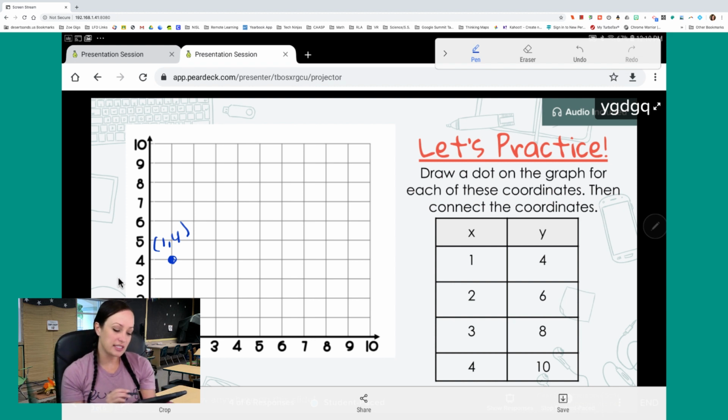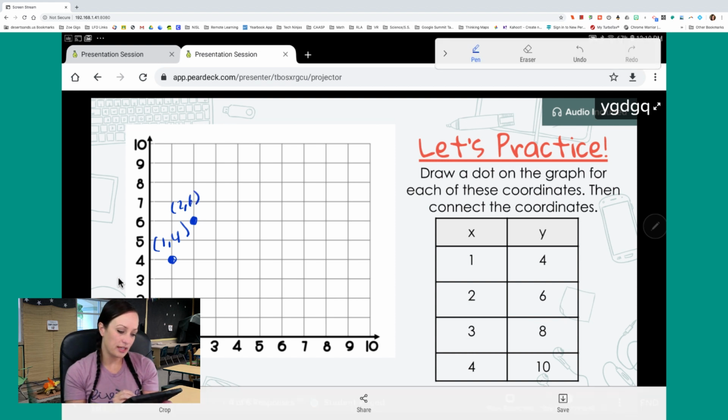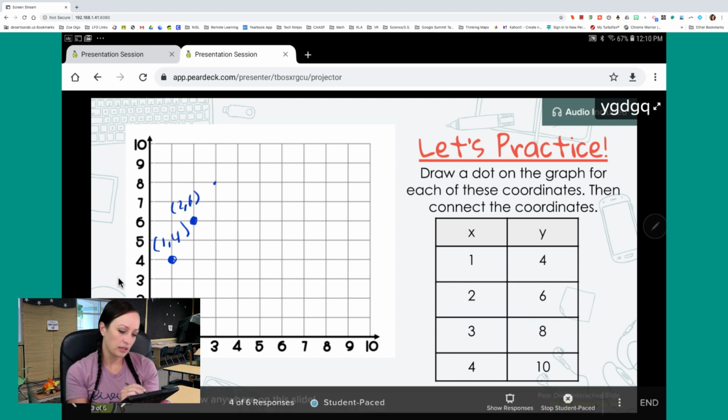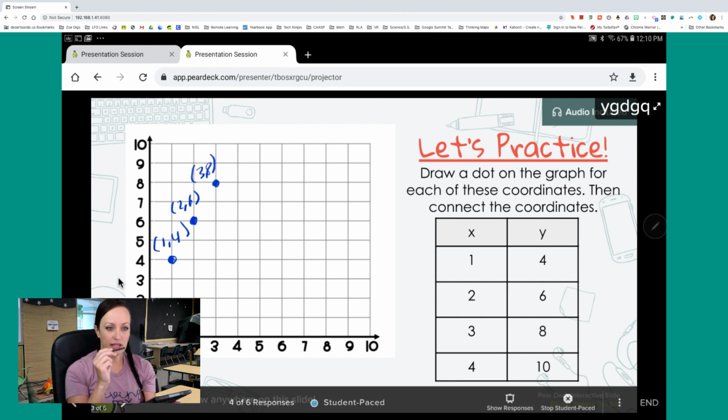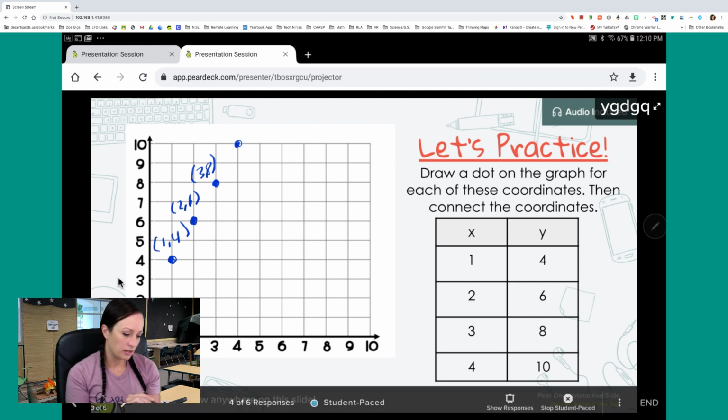All right, 2, 6 is the next one. So I go over 2, up 6. I'm going to label that 2, 6. Then I do 3, 8, so over 3, up 8. And I'll label that as well. You'll notice that if I'm going to connect them at the end, they should look straight in a row. If they're not straight, then that means you didn't put it in the right spot. I'm just being honest. The next one would be 4, 10, so over 4, up 10. And they look nice and in a straight line.